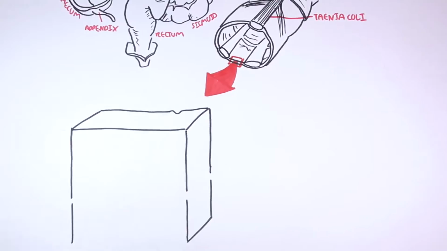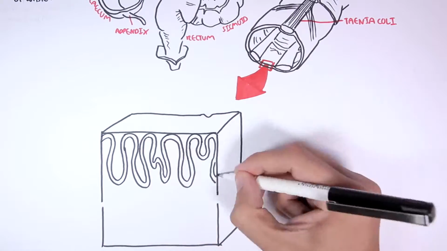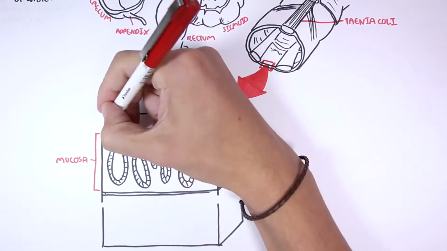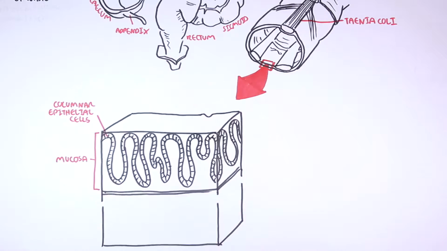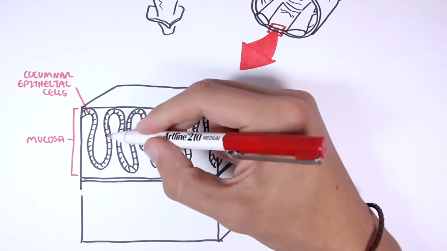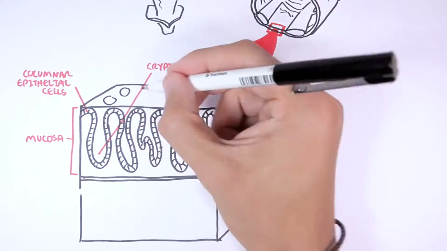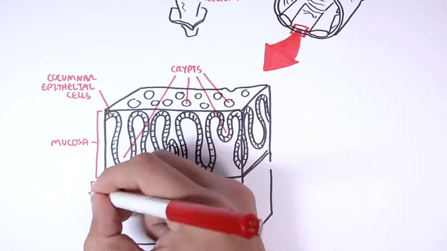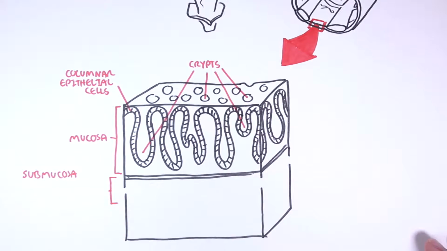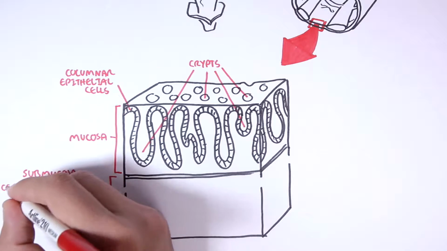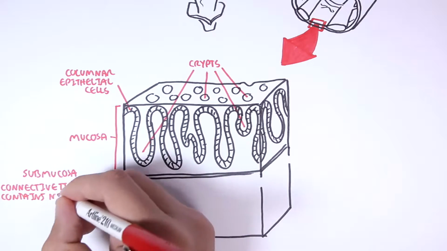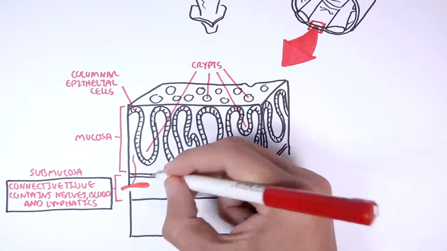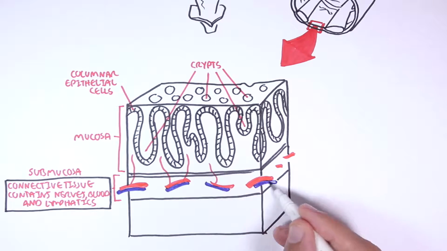Now let's look at the layers of the colon. The very top layer of the colon, closest to the lumen, is the mucosa layer. These are the colon cells, which are mostly columnar epithelial cells. And these cells form crypts. And these are all crypts. The next layer is the submucosa, sub as in below, so below the mucosa. The submucosa is the connective tissue layer that contains nerves, blood supply, and lymphatics. Here we have the arteries that supply the cells and veins that leave the area.